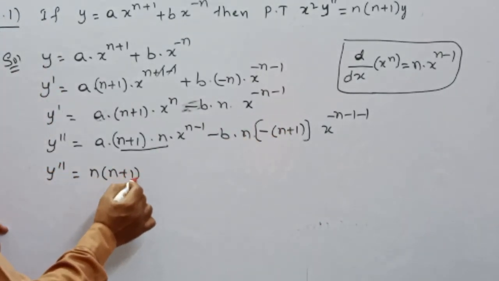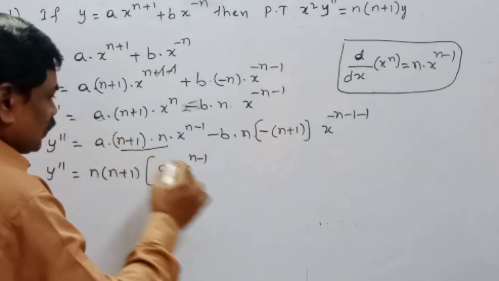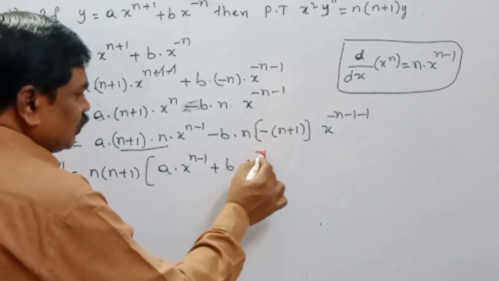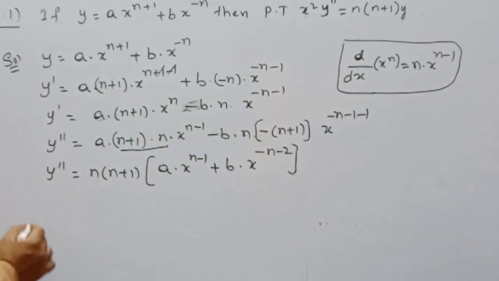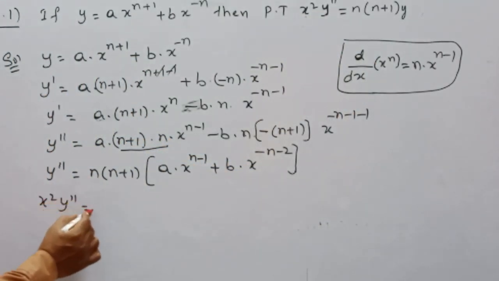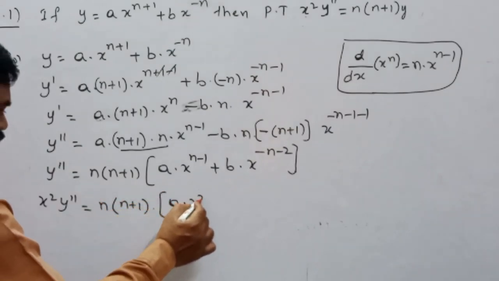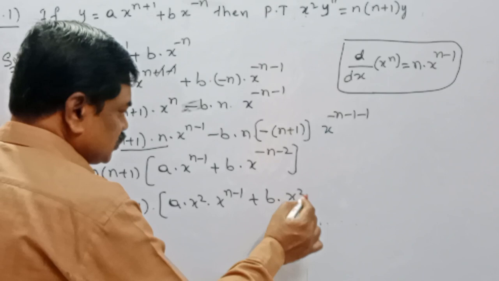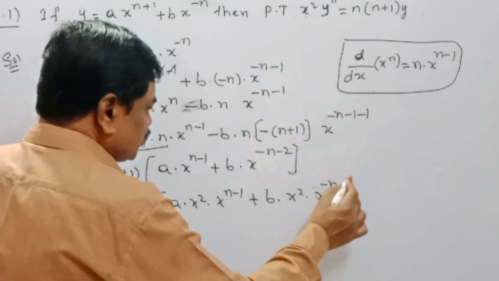n into n plus 1 as common. This is a into x power n minus 1, minus into minus plus b into x power minus n minus 2. So you have to multiply on both sides by x square, that is x square y double dash is equal to n into n plus 1 into a into x square into x power n minus 1 plus b into x square into x power minus n minus 2.